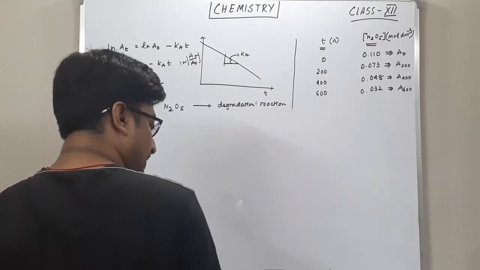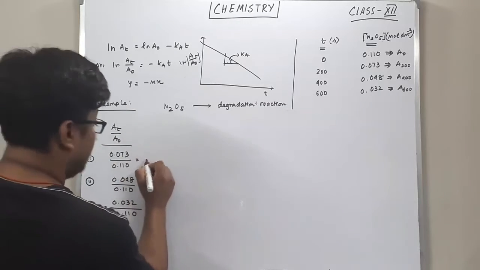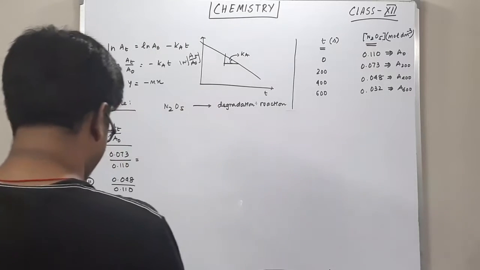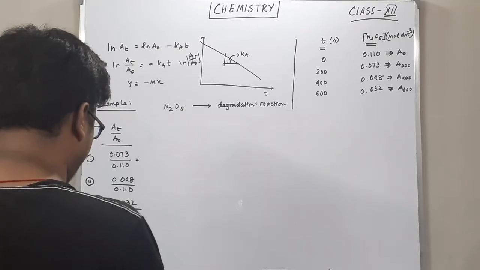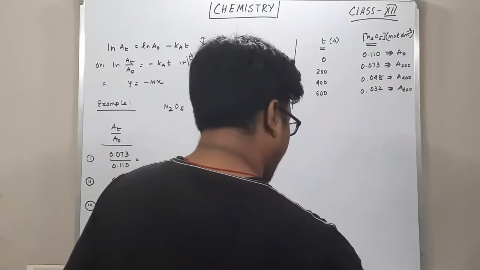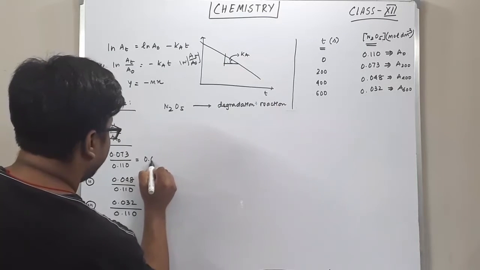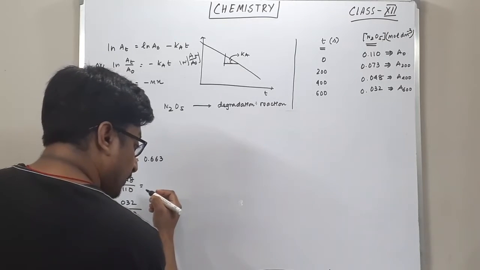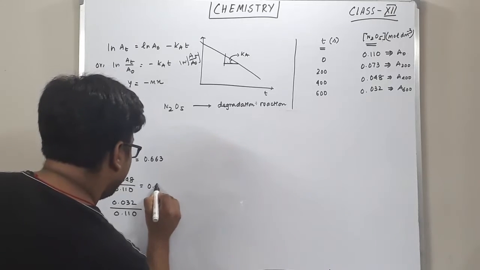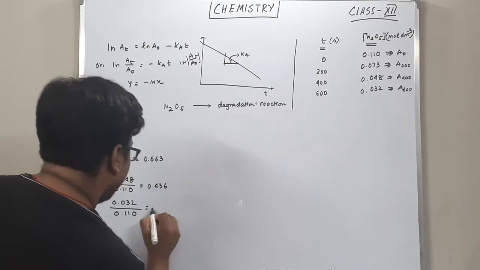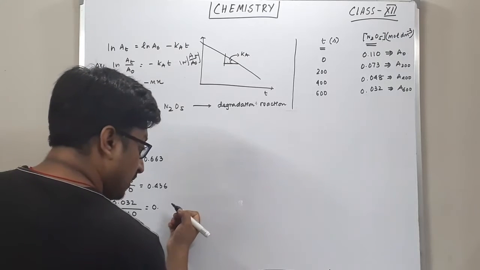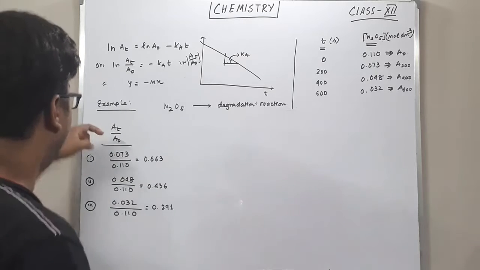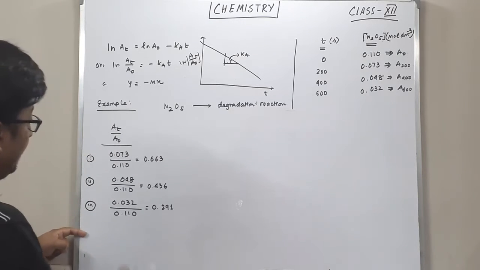Now the value of AT by A0: 0.073 divided by 0.110 is coming 0.663. This is coming 0.436, and this is coming 0.291. Okay, now this AT by A0 is done.